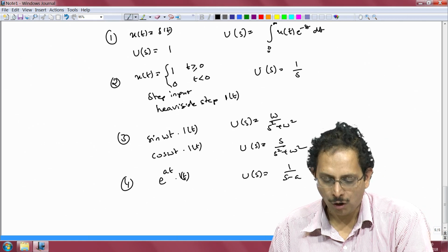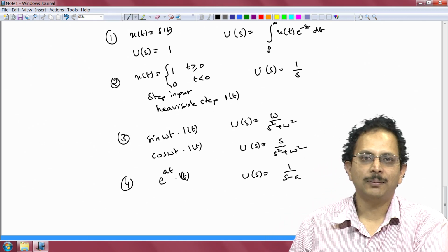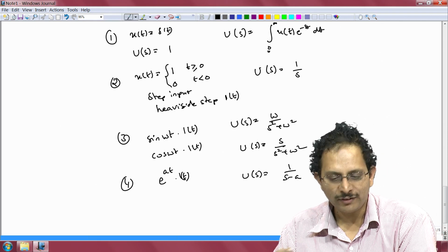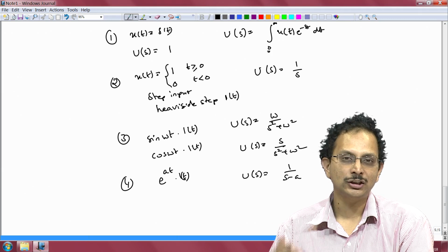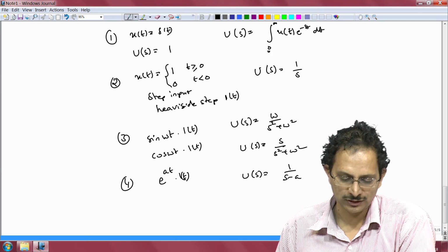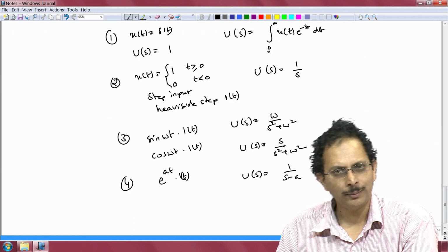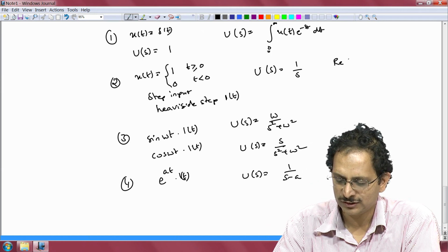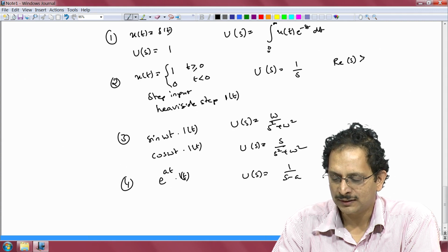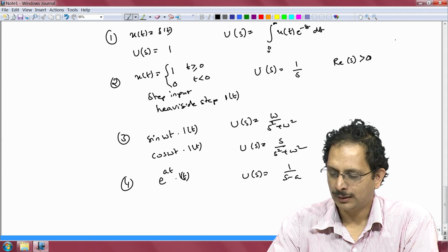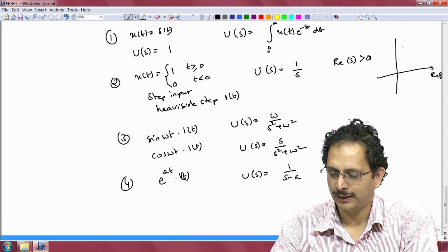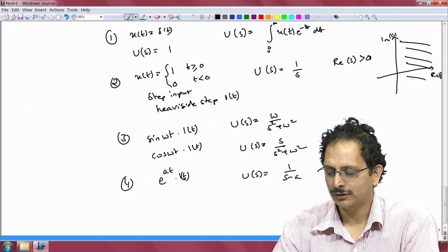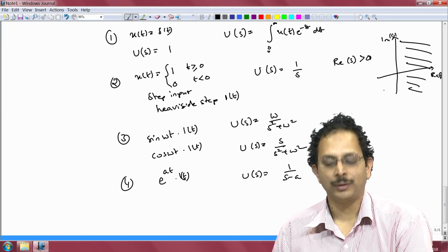But once again, all these Laplace transforms have to be qualified by stating that these are the values of the Laplace transforms within the region of convergence for these particular signals. So, what is the region of convergence for a step input? You can show that the real part of s should be greater than 0, which represents in the complex plane the entire right half of the complex plane. So, this is the region of convergence for a step input.